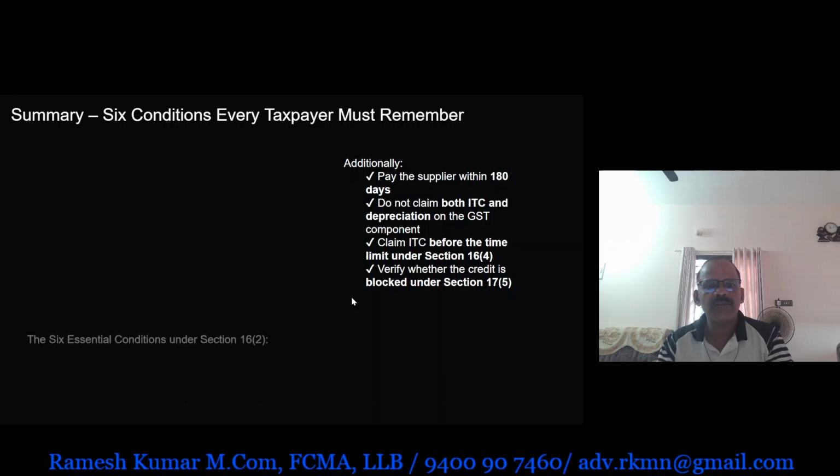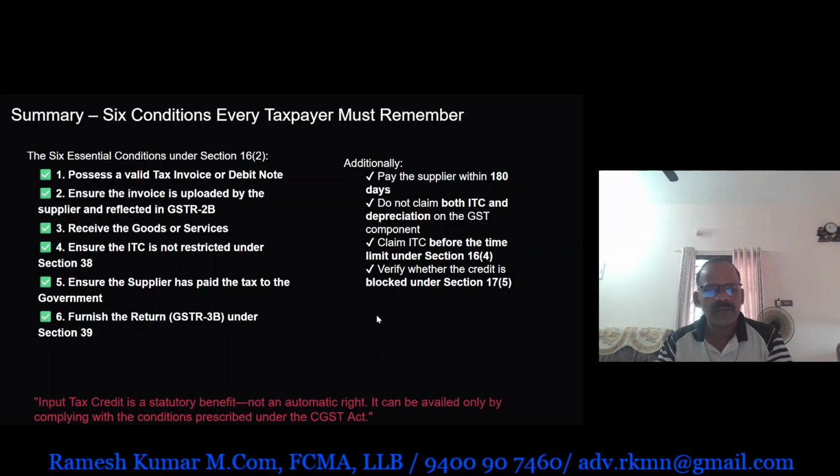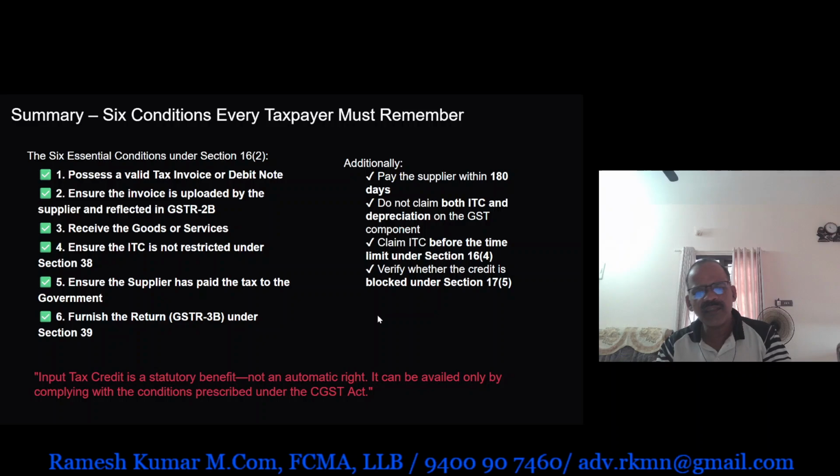Now let us conclude. Before we conclude, let us quickly revise 6 mandatory conditions under section 16 subsection 2. I just wanted to convey this. First, possess a valid tax invoice or a debit note or the relevant records as permitted by the GST Act and rules. Second, ensure that the supplier uploads the invoice and it appears in your GSTR 2B. And thirdly, receive the goods or service at least on a deemed basis.